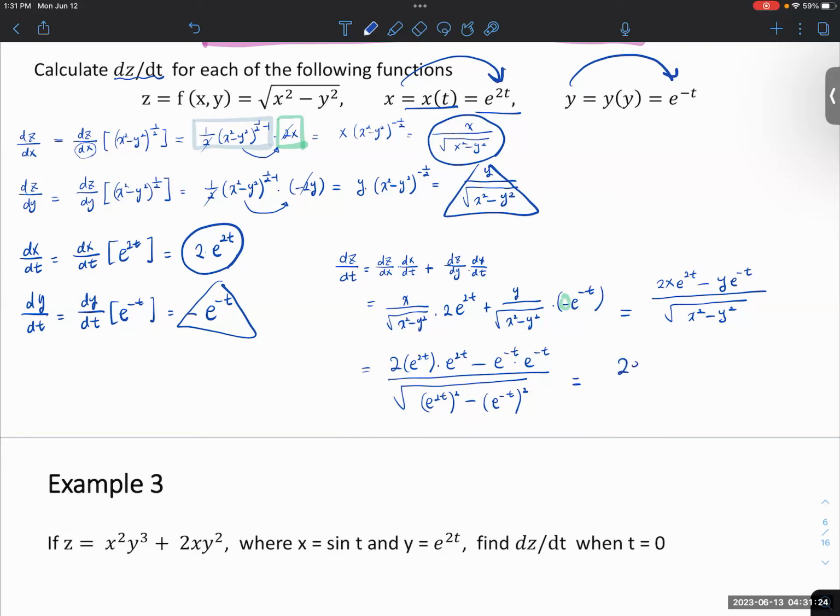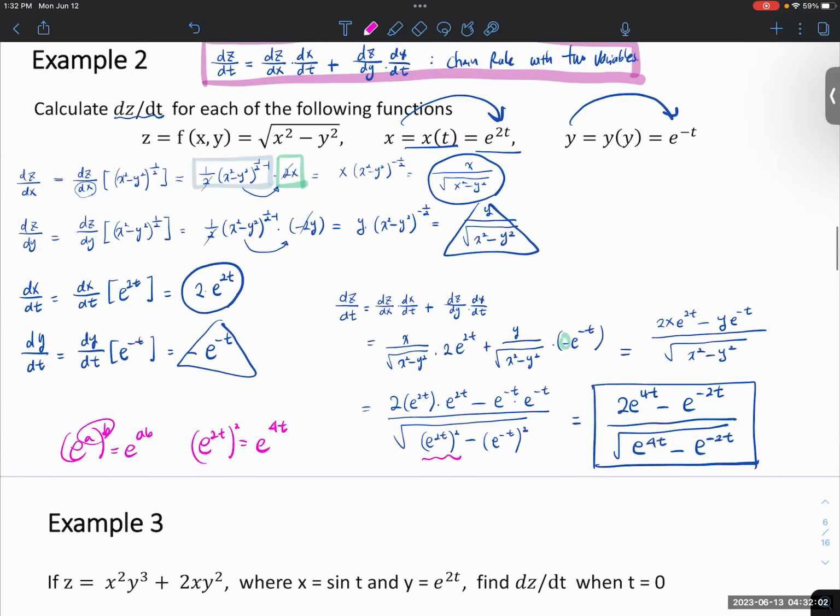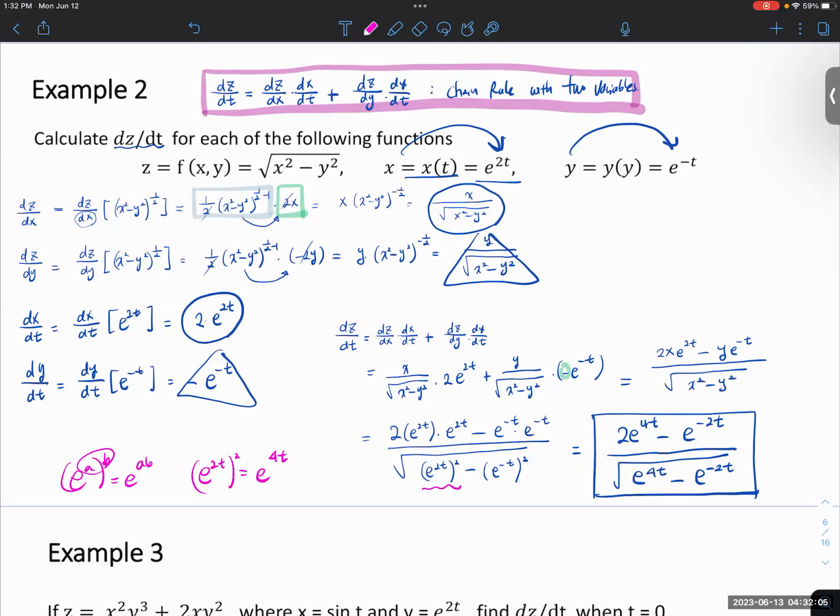We have 2 e to the 4t minus e to the negative 2t, over radical of e to the 4t minus e to the negative 2t. This is the final answer with respect to the t variable. Just be aware, e to the 2t times 2 is e to the 4t, because with e to the a, you multiply the exponents, so 2t times 2 is 4t. That's how you can finalize the answer, by using the chain rule when you're talking about a function with two variables. Okay, so practice is the best way to understand this concept. Let's take a look at a couple more examples. Let me go down slowly.